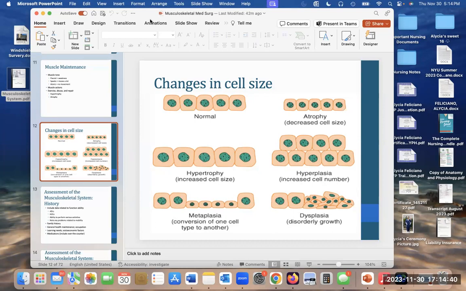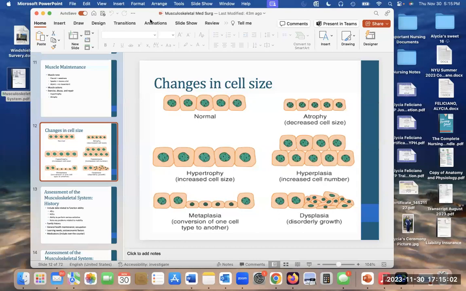Atrophy means the cells get smaller. So hypertrophy means they get bigger. Atrophy means they decrease. This is when you don't use it. Meaning, let's just say you have a very sedentary lifestyle, you don't move, you're at risk for your cells to undergo atrophy, and that's not good, okay?